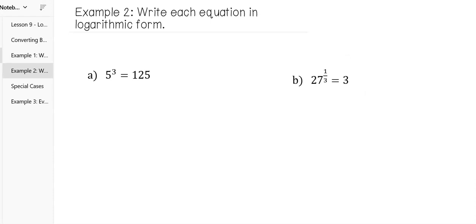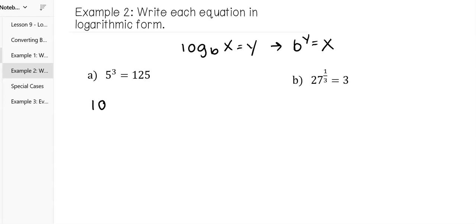Now it says write each equation in logarithmic form. So we are working backwards. Now we know it's log base b of x equals y. And again, start off by writing that at the top. So we've got log base b of x equals y. And then in exponential form, that is b to the y equals x. So now all we have to do is identify our b, y, and x and then plug it in.